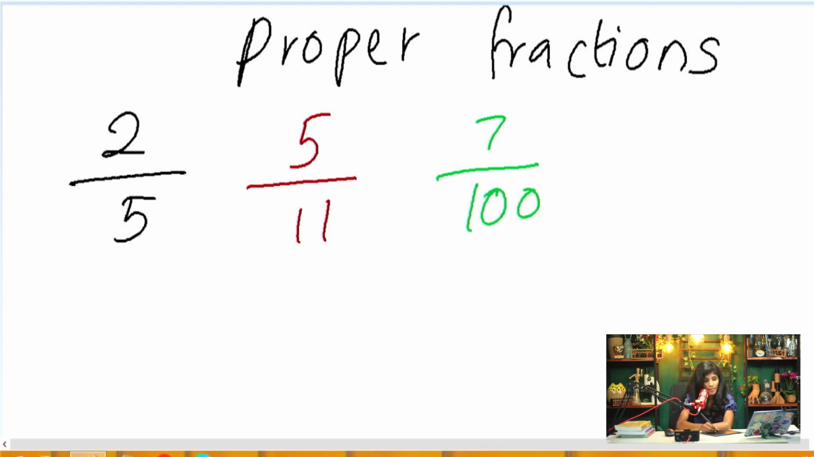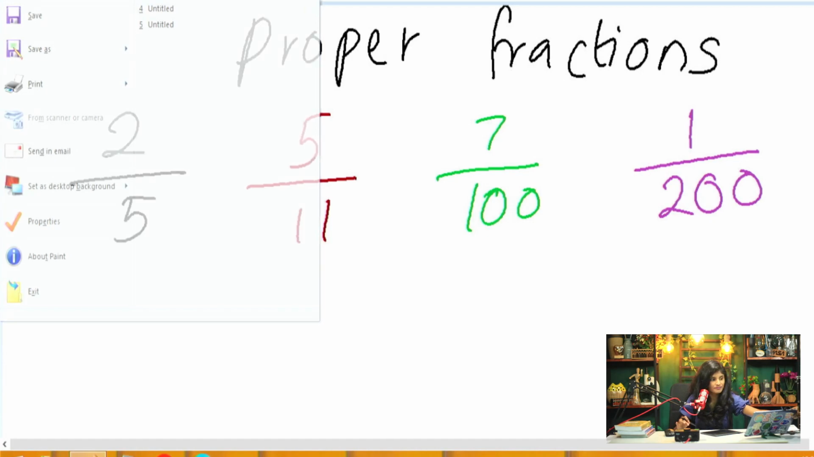7/100, or else 1/200. I have to tell you this: a unit fraction is also a proper fraction. A unit fraction is also an example of a proper fraction. So in proper fractions, the numerator is smaller than the denominator. That is called proper fractions.